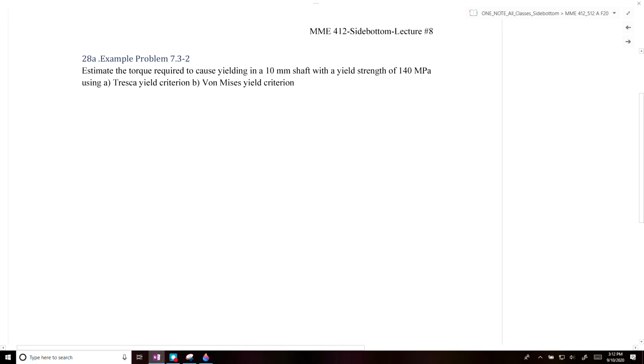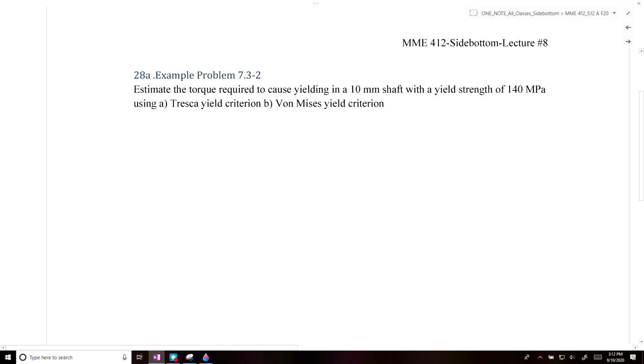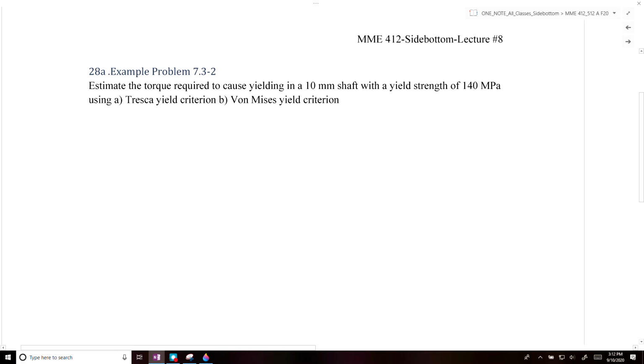So in this example problem, we're going to compare the Tresca yield criteria to the von Mises yield criteria. In this case, we're asked to estimate the torque required to cause yielding in a 10 millimeter shaft with a yield strength of 140 megapascals. So we are given our yield strength and the diameter of our shaft, which is equal to 10 millimeters, or 0.01 meters.